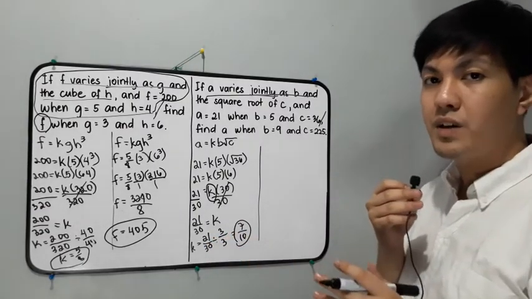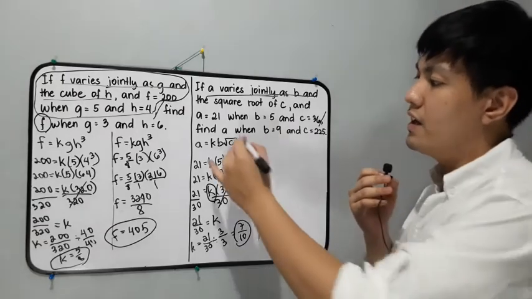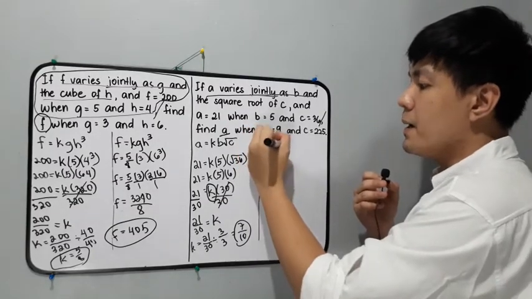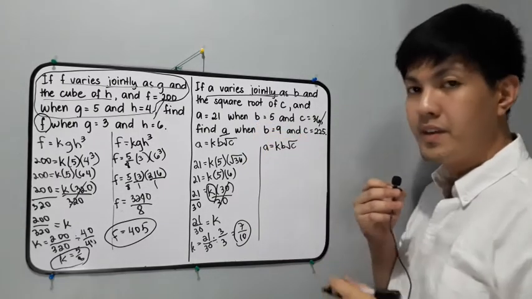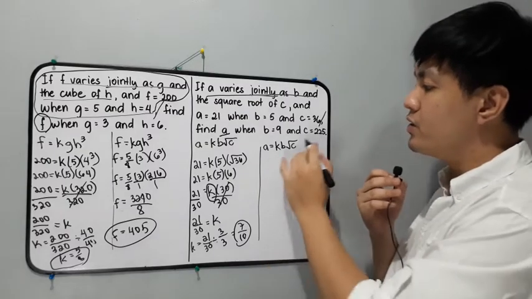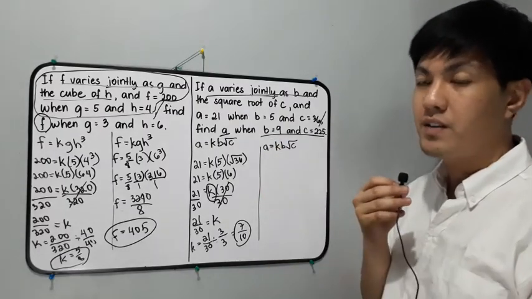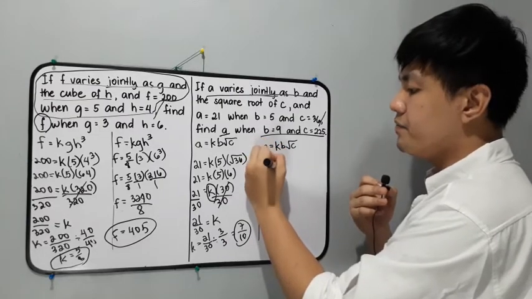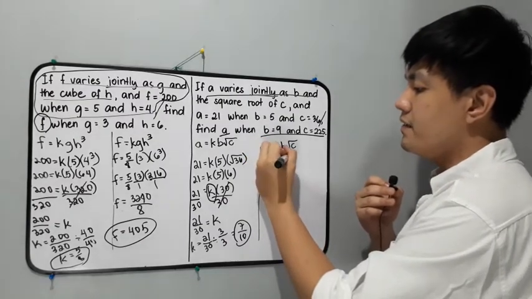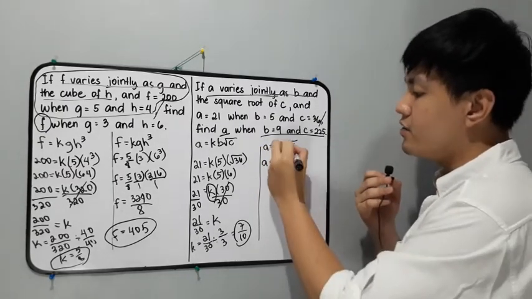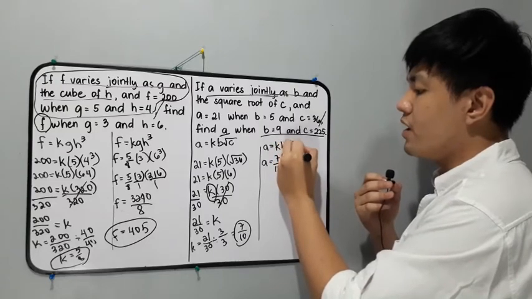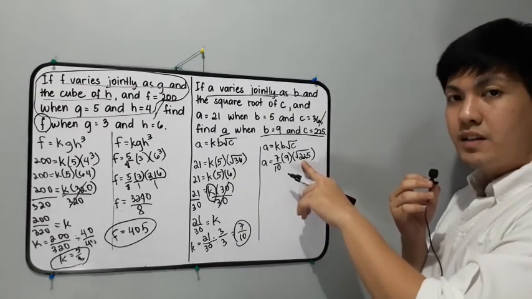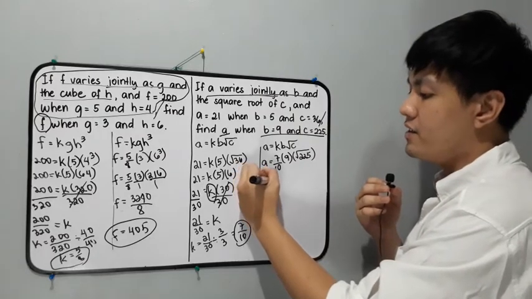Then after that, the last one is to solve for the missing value of the variable. And we are looking for the value of a. Let's rewrite first the given equation. We have a is equal to k, b, and then square root of c. Replace the value, and this time we are going to use the values for the second part of the statement. Bring down a. The value of k is 7 over 10. And then the value of b is 9. And then the value of c here is 225. So square root of 225.